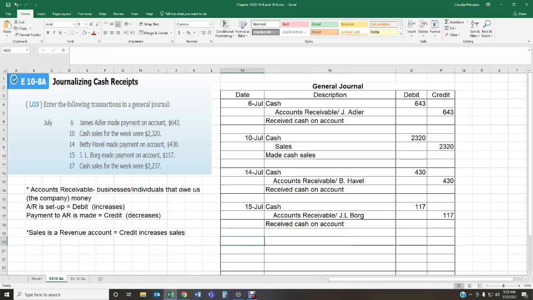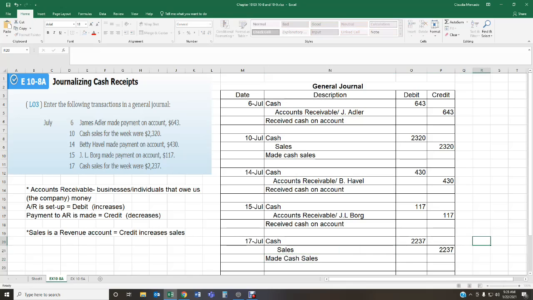The last transaction we have is cash sales for the week. Another week passed by and we had sales of $2,237. This is happening on July the 17th. What did we receive? Well, we received cash on these sales of $2,237. And now I have to record my sales for the week of $2,237. And this, we made cash sales.